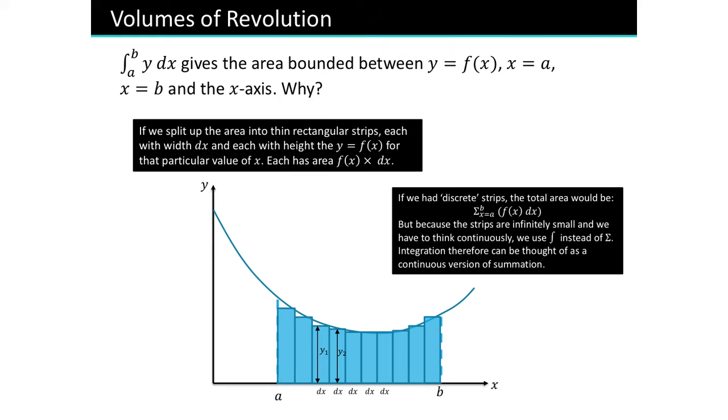So, volumes of revolution. Now, we know that to find the area, okay, between b and a of a function y with respect to x, this is what we do, right? And we know that y is our function, x is our a, and x is our b, and the x-axis. So why does this happen? Because technically, we're finding the area, okay? We're doing strips. It's like the mini trapezium rule, essentially, yeah?